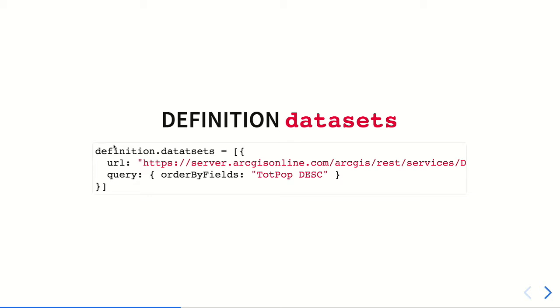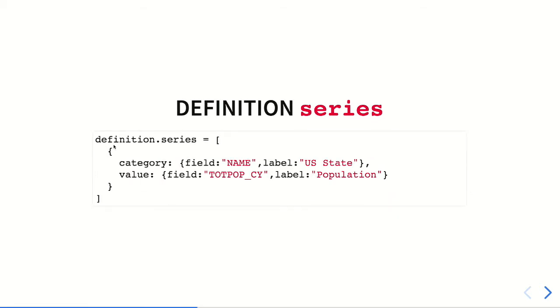Now we need data, and oftentimes when you're working with Cedar, the data is going to come from a service, a feature service, so you supply a URL. And optionally, you can also supply query parameters. And then finally, series is what takes these two things and brings them together. It says, okay, given the data that we got back, take this field and plot it this way on the chart.